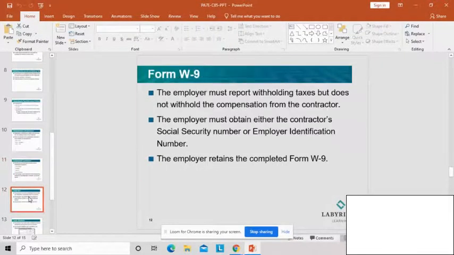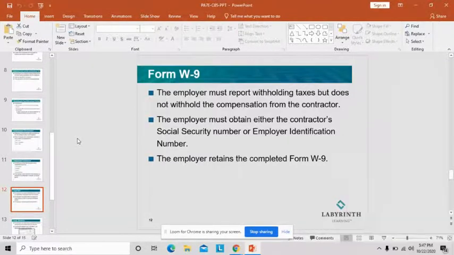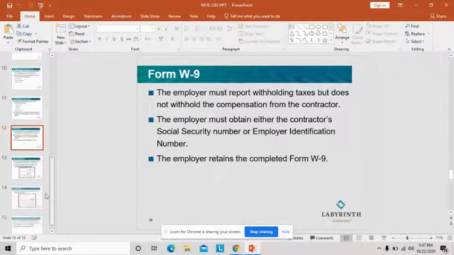So the Form W-9, as you may remember when you filled out for Chapter 5 practice set, the employer must report withholding taxes but does not withhold the compensation from the contractor. The employer must also obtain either a contractor's social security number or the employer identification number. The employer retains the completed Form W-9.